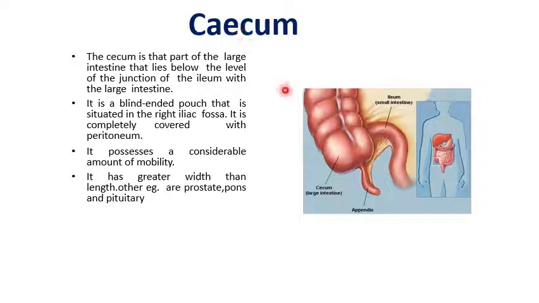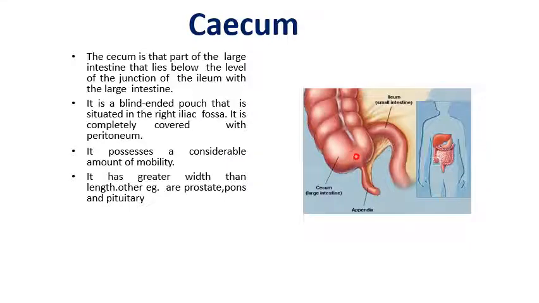Cecum. The cecum is that part of the large intestine that lies below the level of the junction of the ileum with the large intestine. So this is the ileum, this is the whole large intestine. This part which lies below this junction is the cecum. It is a blind-ended pouch situated in the right iliac fossa, completely covered with peritoneum, and it has a wide range of mobility.